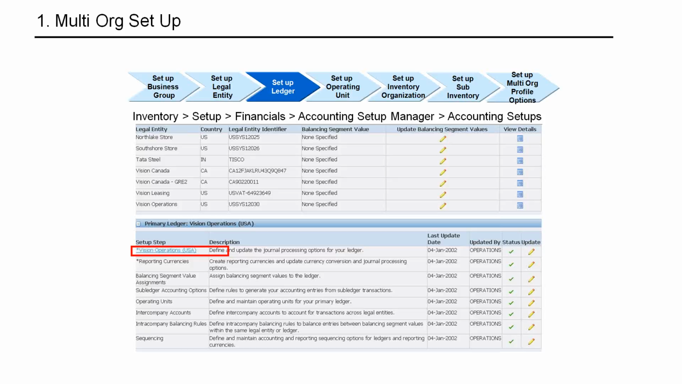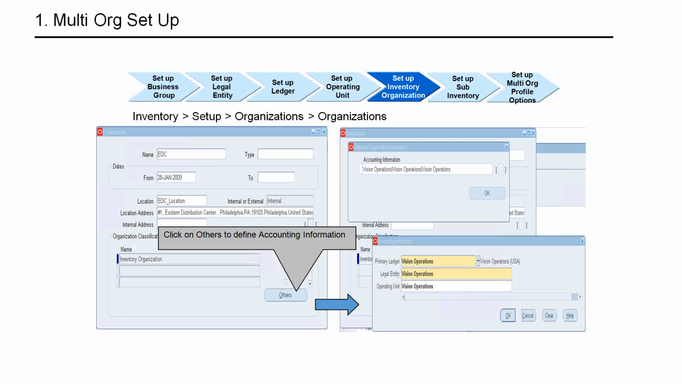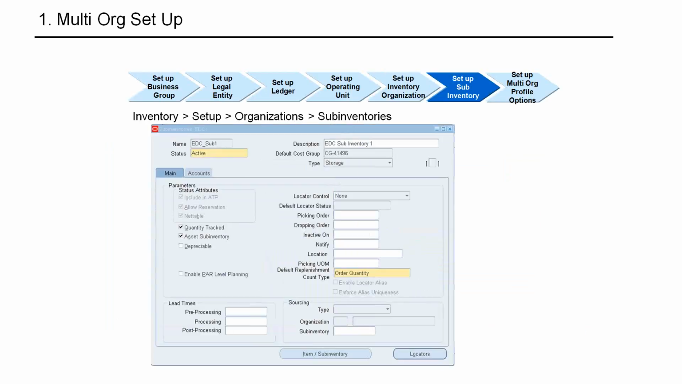Setting up the operating unit and setting up the inventory organization. So you set up the business group, the legal entity, the ledger, the operating unit, and the inventory organization as a part of the multi-org setup. And then you set up the sub-inventory, which is nothing but the actual store where you store the material in inventory.